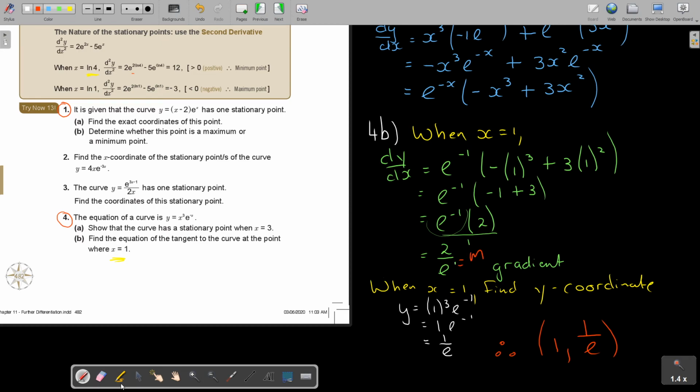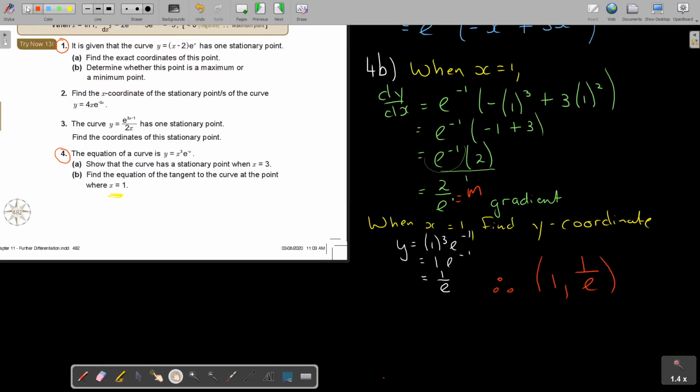Now if I come to the tangent, can you still remember the tangent formula? I'm going to say that this is x1, this is y1, and don't forget that this is m. So the formula is y minus y1 equals m times x minus x1. So y minus y1, and y1 is 1 over e, is equal to m, which is 2 over e, times x minus 1.